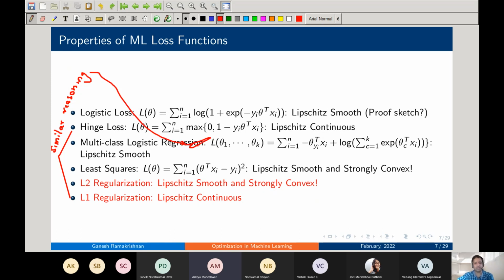The reasoning is slightly different. Okay, so reasoning is similar but not the same. If you want to be safe, let's avoid doing this. Let's just go back to the first principles. So recap. We showed that the one norm of x is Lipschitz continuous. In fact, this is simpler than even the hinge loss. Hinge loss, we had to at least consider some cases. So this should be a better way of stating it.